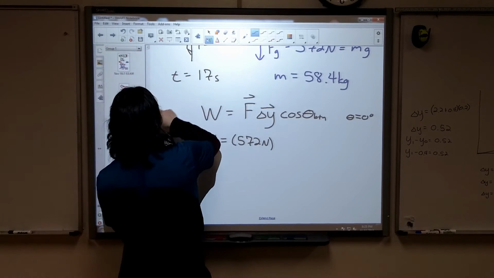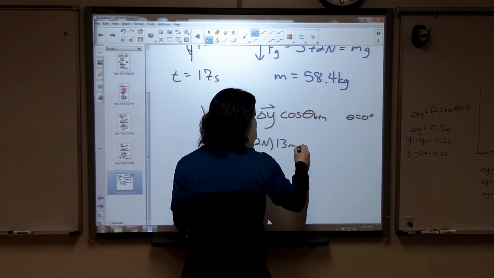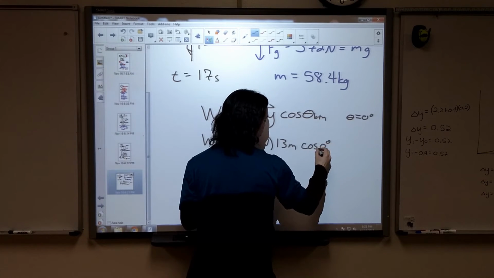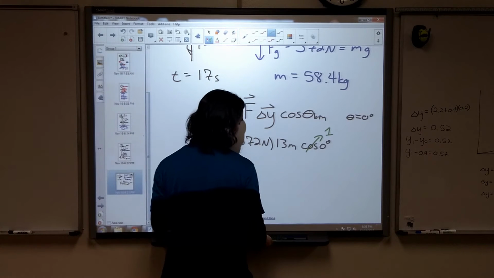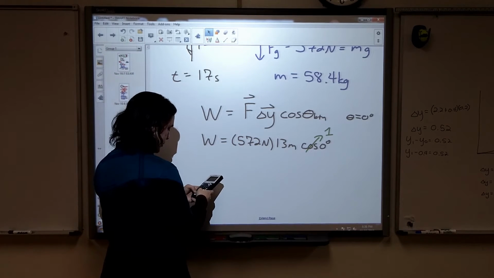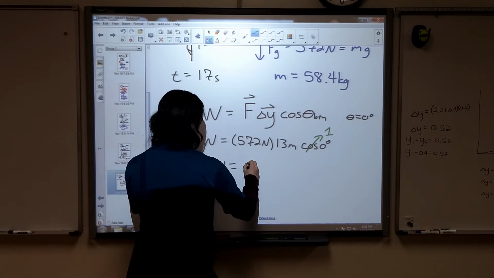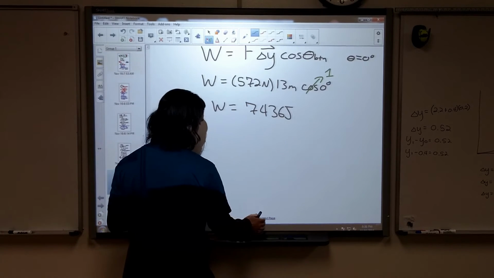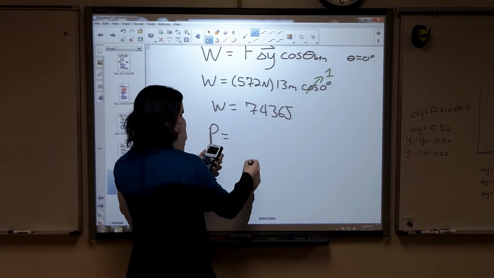Delta y, we know our displacement, which is 13 meters. And we know cosine of the angle between them, cosine of 0 degrees, which, when you plug it into your calculator, is just 1. So I get 572 times 13 meters, and the work done is going to be equal to 7,436 joules.